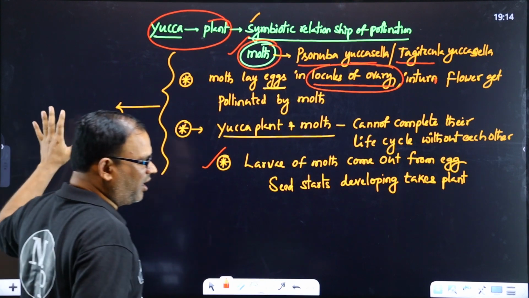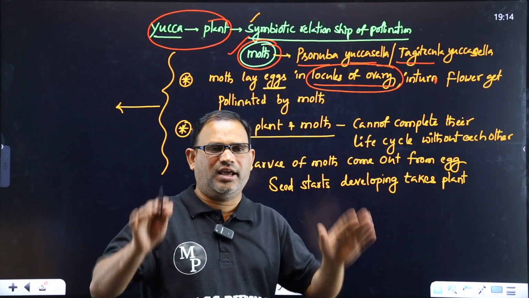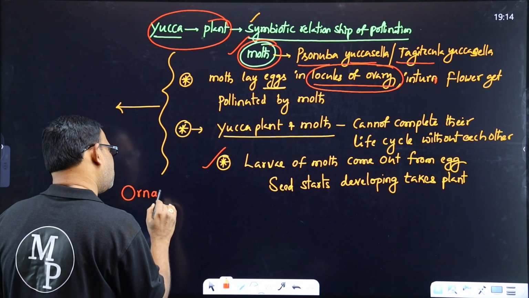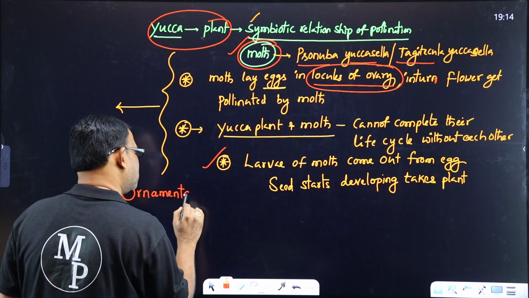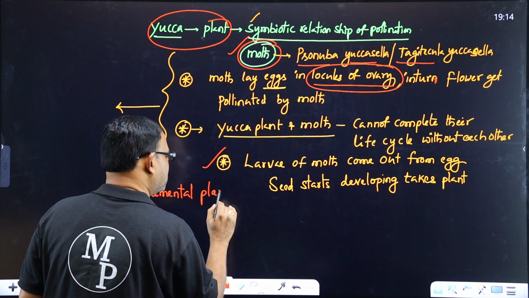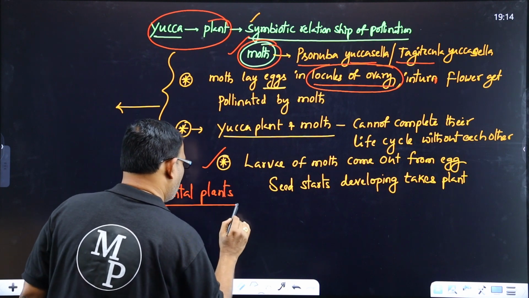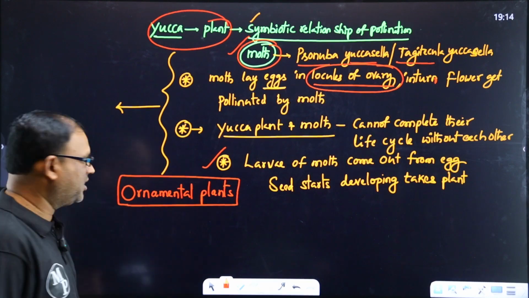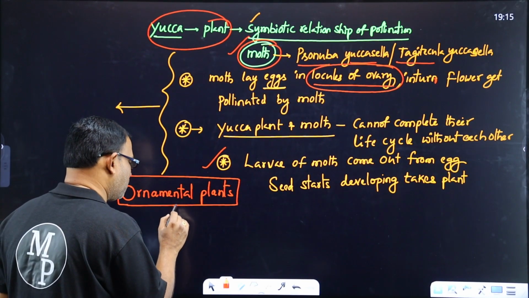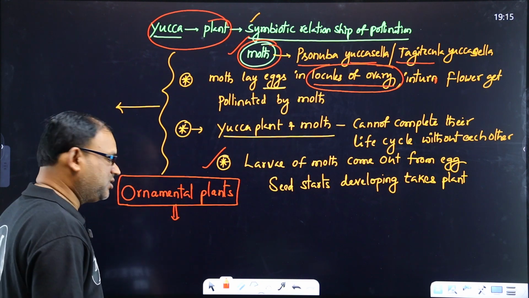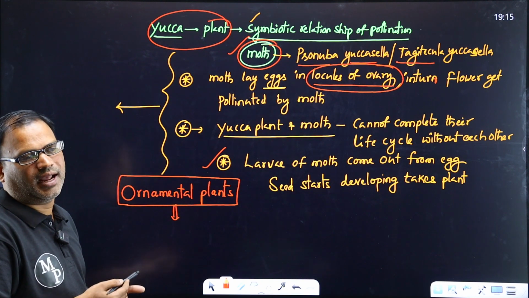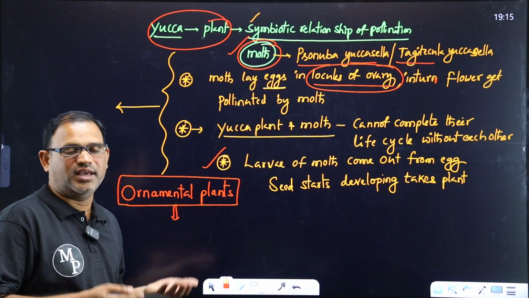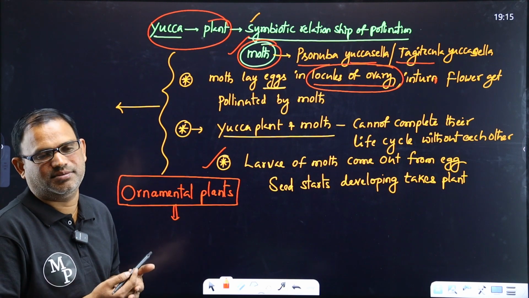Now, in insect pollinated flowers, the majority of plants are ornamental plants. Ornamental plants show entomophily, a type of pollination. Some examples are listed here: lemon, lobia plant, eucalyptus, then salvia, ficus, and banyan tree.